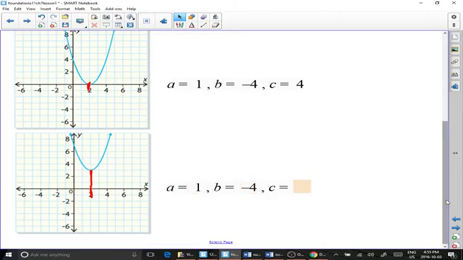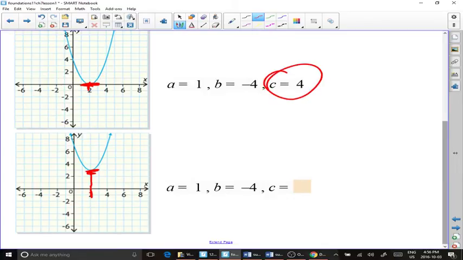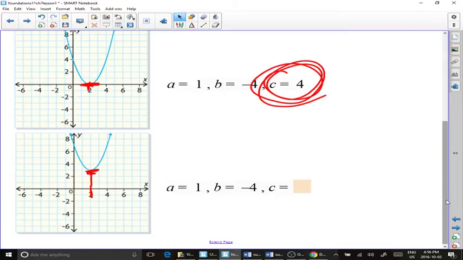But I'm going from being on the x-axis up to 3. So that means it has to be 3 more than this guy. So I'm going to say C is 7. Ta-da, C7. Okay? So even though we might not be able to pick up everything, there are some things that we should be able to pick up as we cycle through these questions.